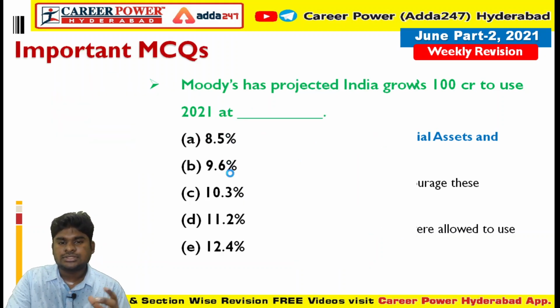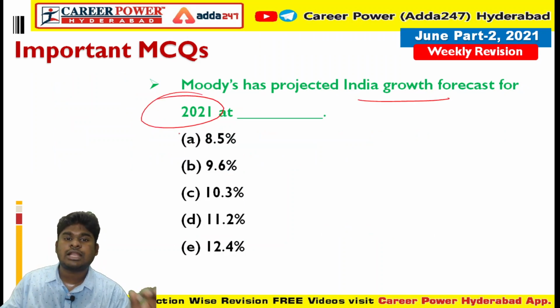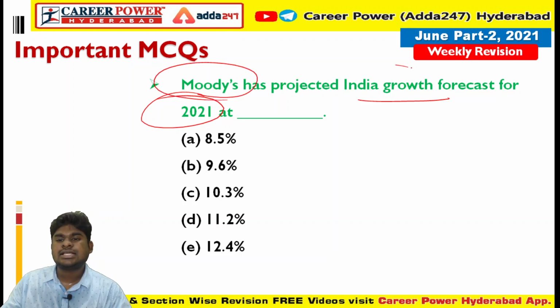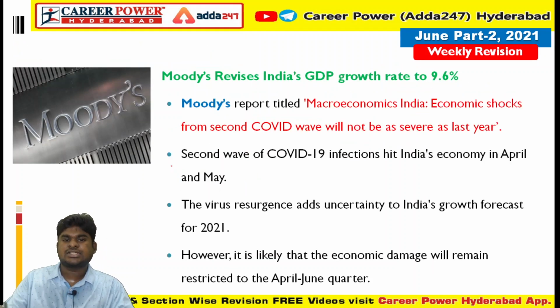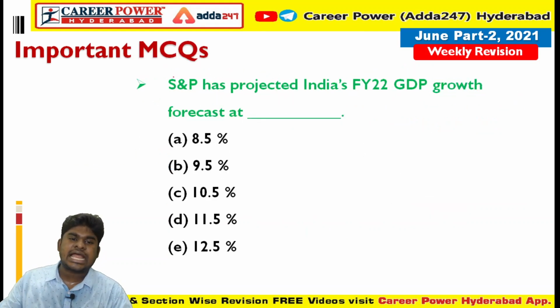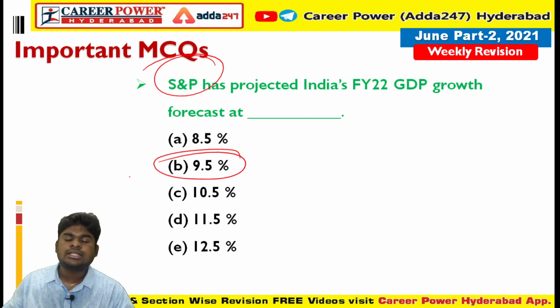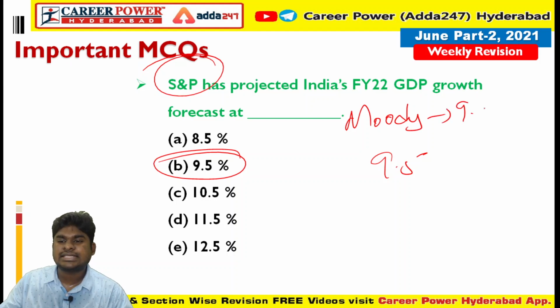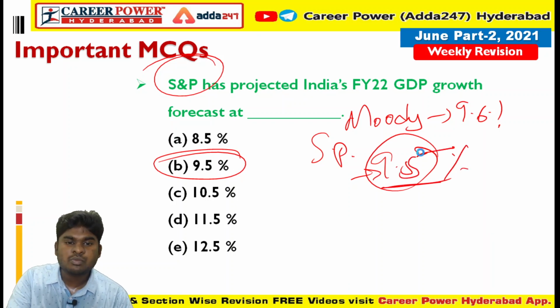so that the public will start new businesses. Okay. So next question, Moody's, a credit rating agency, has projected India's growth rate of 2021 at how much percentage? The answer is 9.6. Moody's projected 9.6. And next one is S&P, Standard & Poor's, one more credit rating agency. They projected India's GDP growth rate as 9.5. So please remember, Moody's 9.6, S&P 9.5.